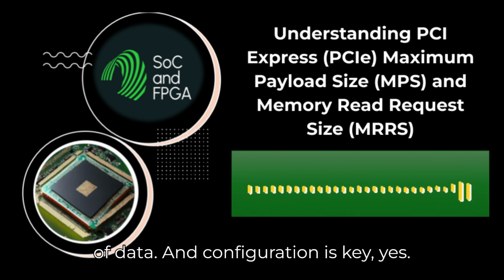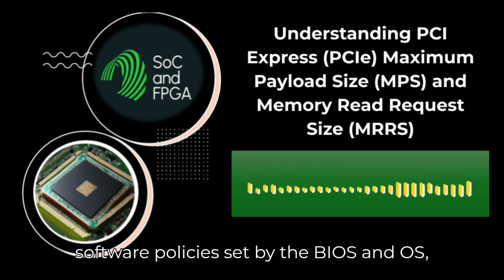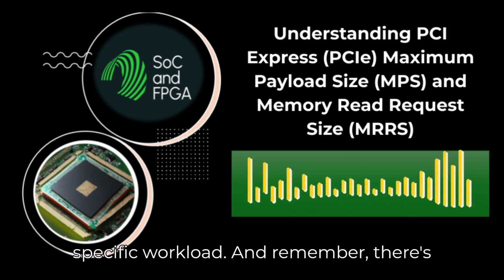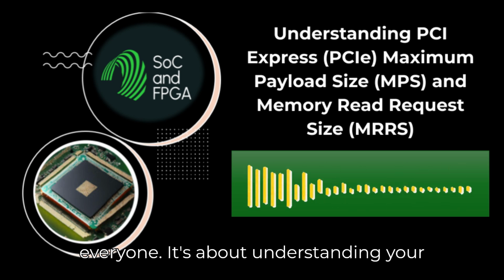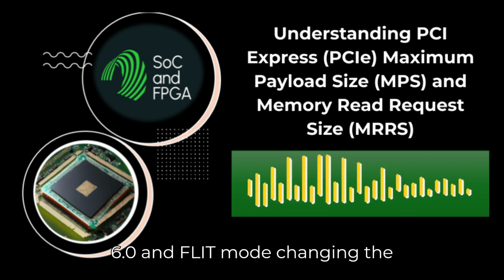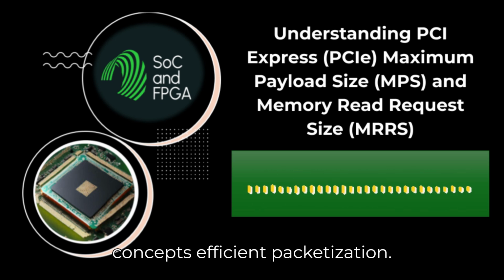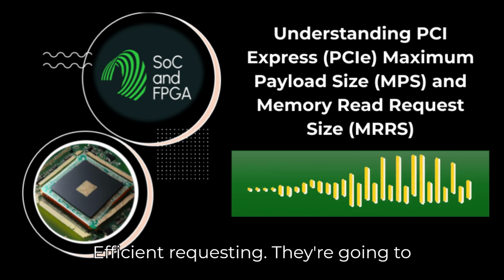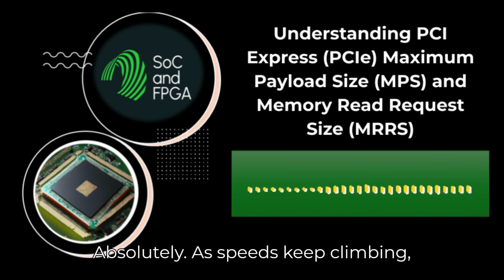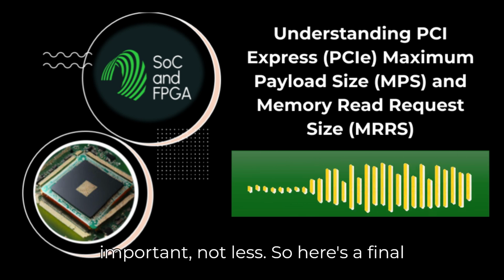And configuration is key. Yes. Configuration depends on hardware capabilities, that weakest link, system software policies set by the BIOS and OS, and crucially, the demands of your specific workload. And remember, there's no single best setting that works for everyone. It's about understanding your system. And it sounds like even with PCIe 6.0 and FLIT mode changing the physical transmission, these underlying concepts, efficient packetization, efficient requesting, are going to remain critical for getting the most out of future high-speed interconnects. Absolutely. As speeds keep climbing, managing data movement efficiently at this low level becomes even more important, not less.